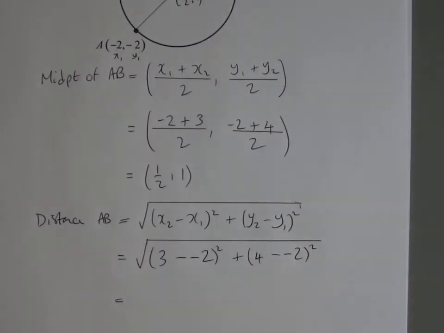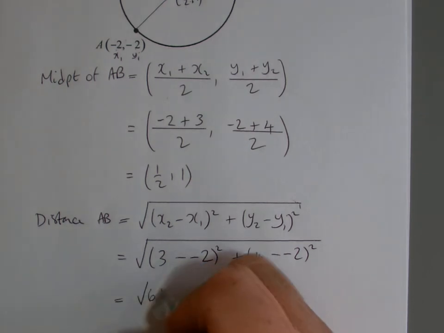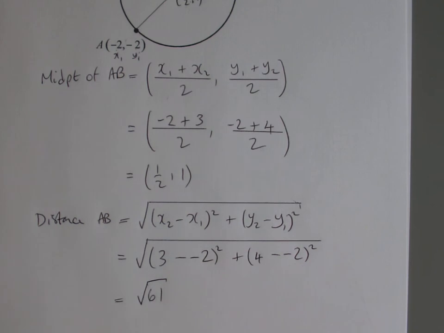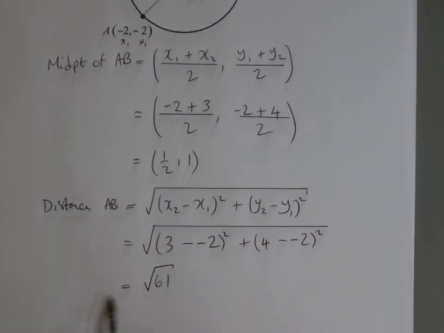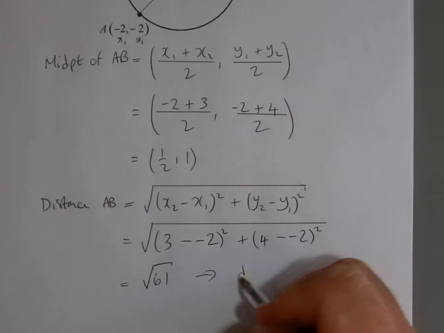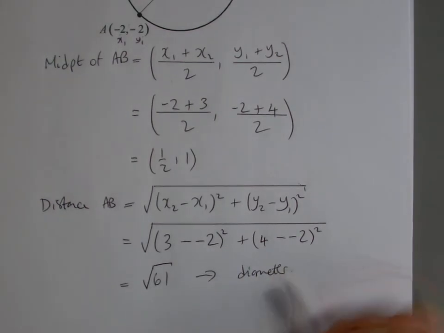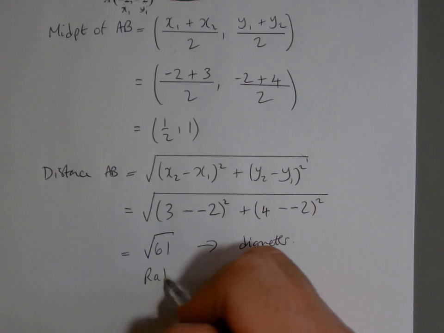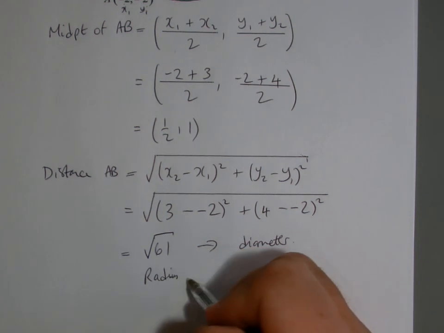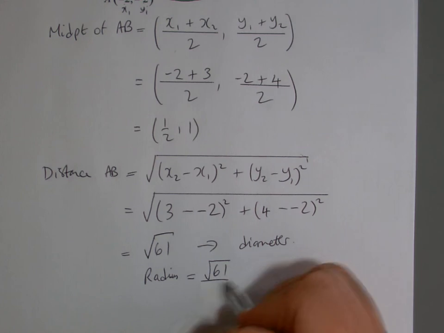So we just get our calculator and we can work that out. Okay, so we get the square root of 61 there. That's the distance AB. It's not very nice, but that's what I got. Now remember, distance AB, that's the diameter, isn't it? So then the radius is half of the diameter. So you've just got to divide that by 2.